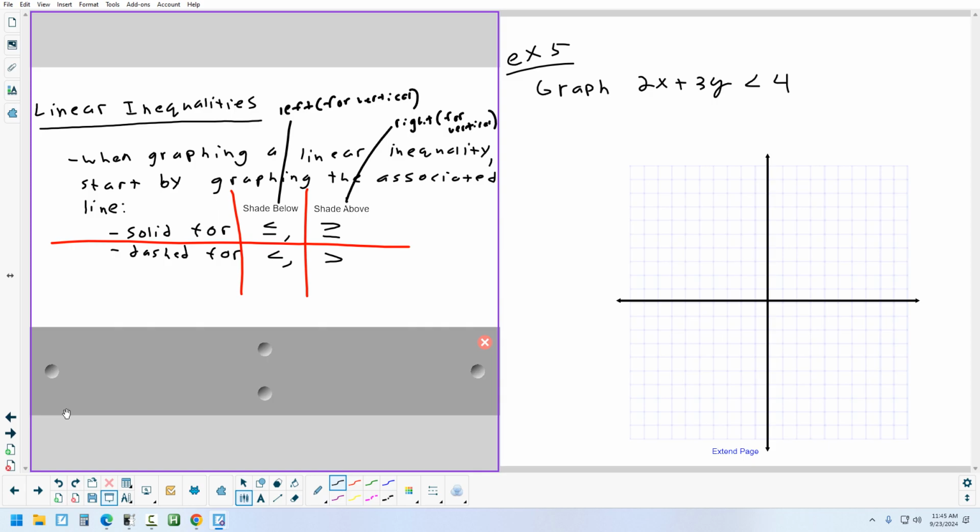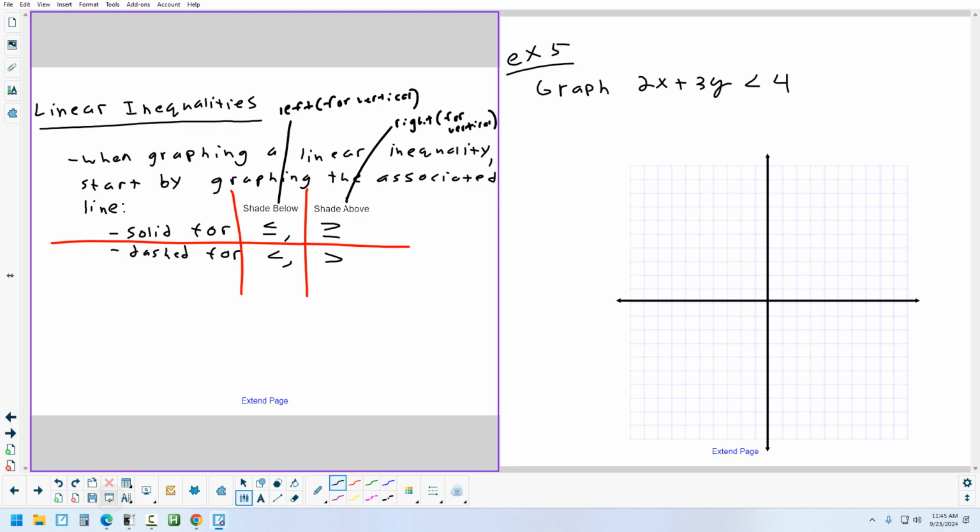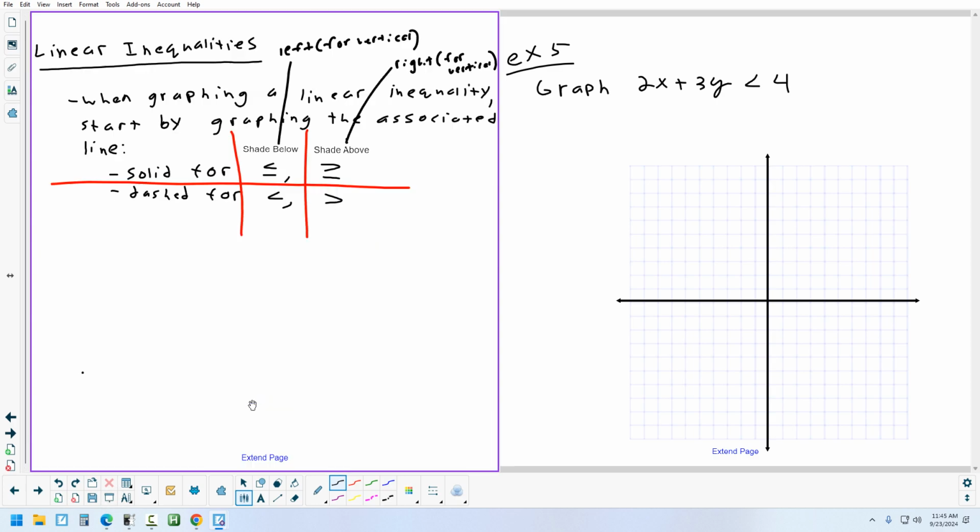Okay, so in order to graph that, is it set up in the right format? Like, is whatever letter we want by itself, by itself? Well, what letter do we want by itself? Yeah, we want the y by itself. So Braden, can you tell me what would be my first step? Okay, so I'm going to subtract the 2x.